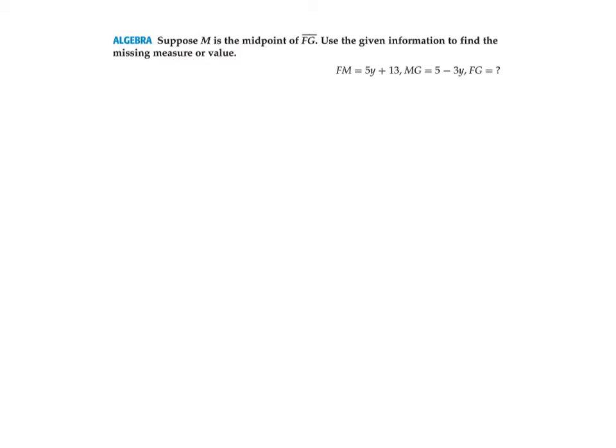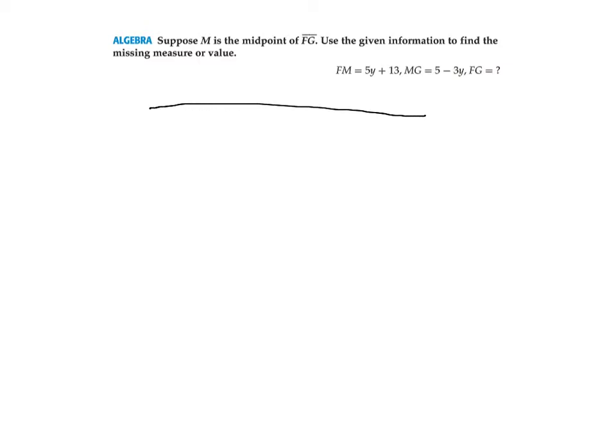FM is 5y plus 13. MG is 5 minus 3y. So we need to create an equation using those two pieces of information so I can figure out what y is and then find the length of the segment. So your first thing that you should do here is draw a picture of the situation.